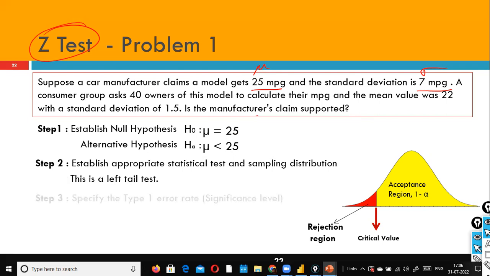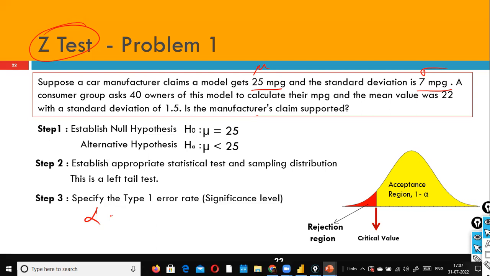Next step is the type 1 error rate, the significance level. Here, you need to specify the alpha value. Specify the type 1 error rate or significance level, both of them are the same. Here we are determining the probability threshold for making the decision on whether to reject the null hypothesis or not. This probability is called the level of significance. It is denoted by alpha.